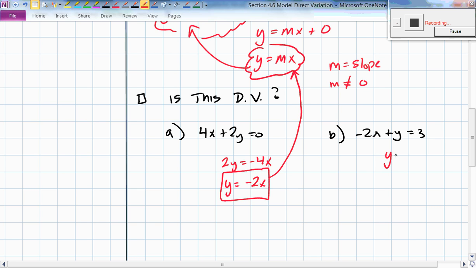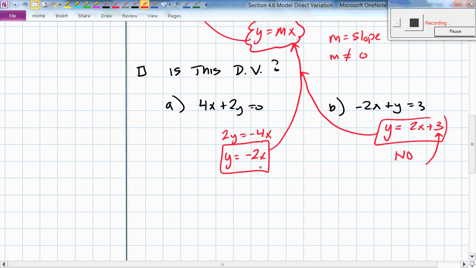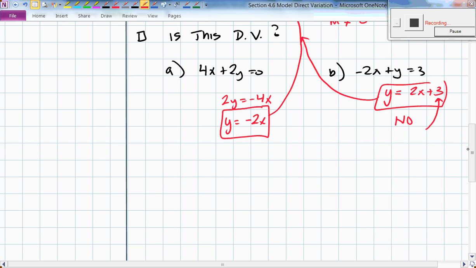Let's take a look at this one, though. If you solve and get into slope-intercept form, you get y equals 2x plus 3. Does this match direct variation? No, it does not, because the y-intercept is 3. What's the y-intercept of the other one? 0. Very, very good. Is this making sense to you now? Yeah? All right, cool. Okay, third idea here. I want you to do some graphing. So I'd like you to graph direct variation.